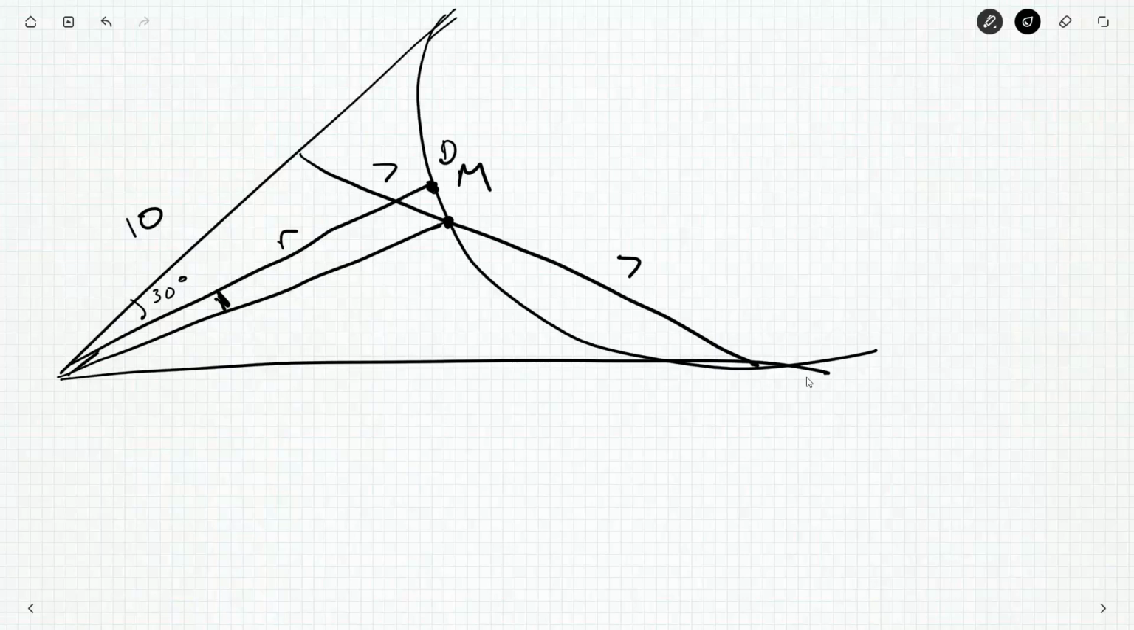Is there something else we can do with the 60 degrees? I can't relate the 30 and the 10 and the 7. That's the problem, because the 30 degrees doesn't go to M. That's the trick. So what can we do?